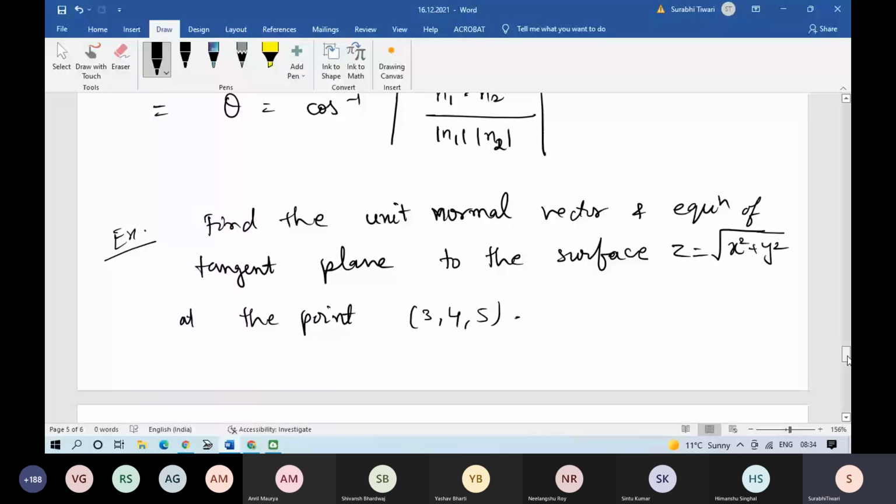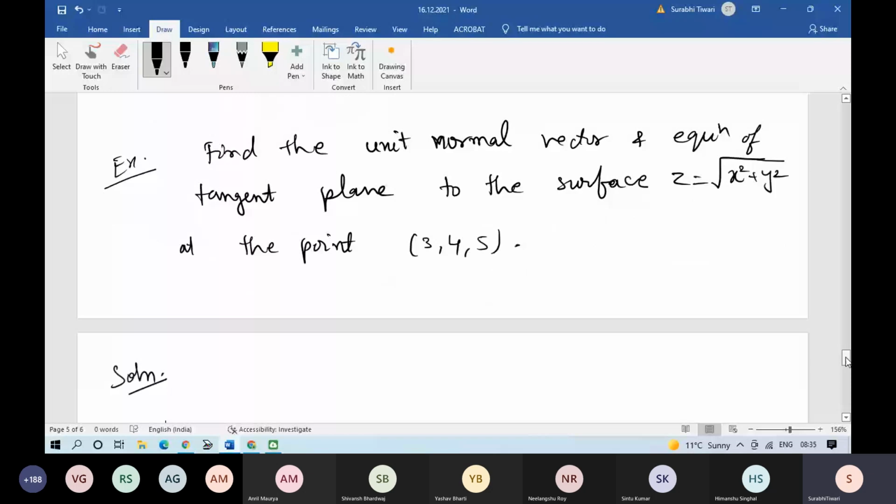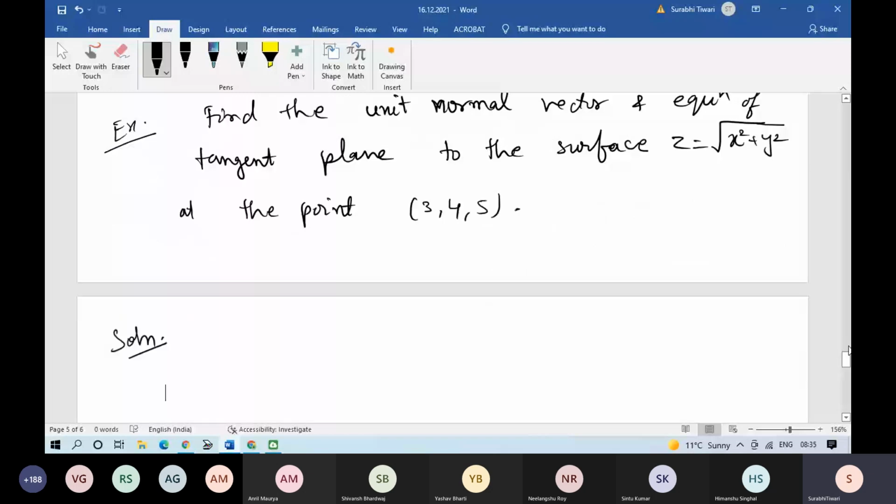So find the unit normal vector and equation of tangent plane to the surface z is equal to under root of x square plus y square at the point 3, 4, 5. तो इक्वेशन पहले तो यूनिट नॉर्मल वेक्टर निकालने के लिए ग्रेडियंट ऑफ एफ निकाल लो. एफ ऑफ एक्स वाई जेड दिया हुआ है, z minus under root of x square plus y square, this is equal to 0. This is f of x y z.